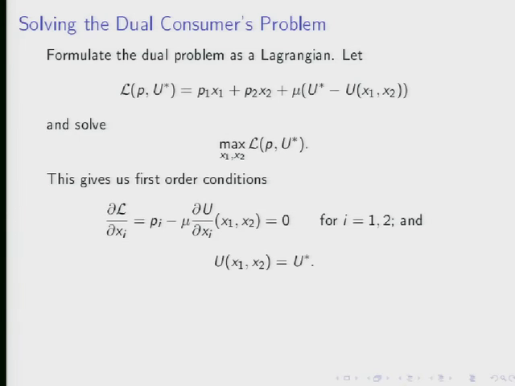In the general case, the partial derivative of L with respect to xi is just the price of that good. We get that from here. And then there's a term here involving minus mu times the partial derivative of u with respect to the ith good. And at the optimum, that has to be equal to 0. So we get one of these conditions for each good. And then finally, we get back the requirement that the utility that we get from consuming x1 and x2 has to actually achieve u star. Is that clear?